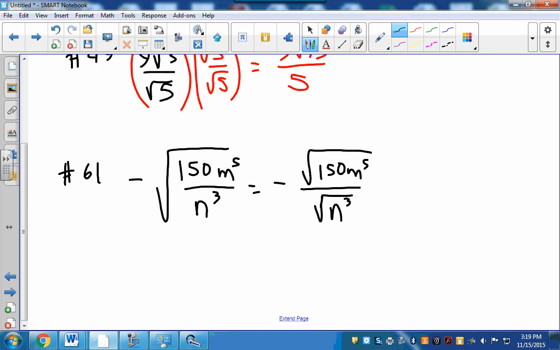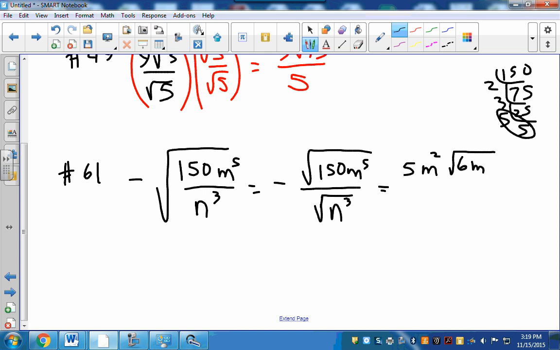Okay, so the directions say rationalize the denominator. I could clean up the numerator. Notice the 150 breaks up into 2, 75, 3, 25, 5, 5. So there's a pair of 5s I could take out. Let me go ahead and do that. I'll also take out the 2 pairs of m and leave just the square root of 6m up top. All that's nice. On the bottom, I'm going to take out the pair of n's and leave the square root of n.